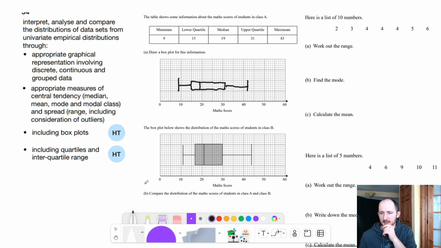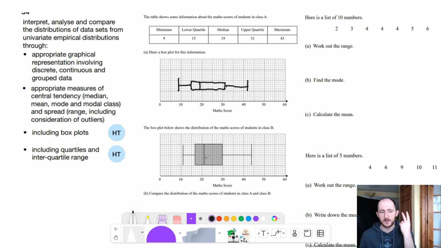drawing. And this is compare the distribution. So what do you compare? You compare the median. So on average, people in class B scored higher than class A, because look at this line, it's further to the left. That's one set of marks.